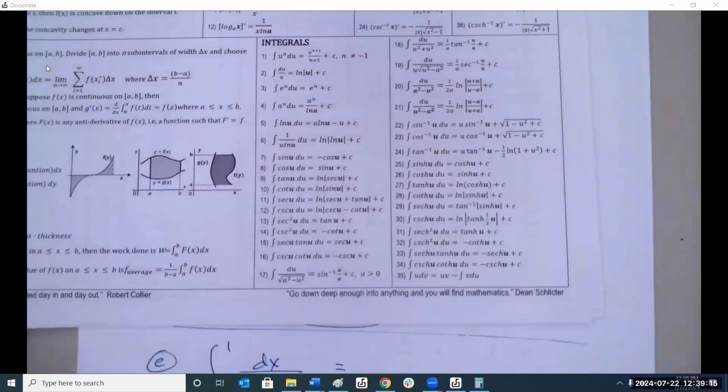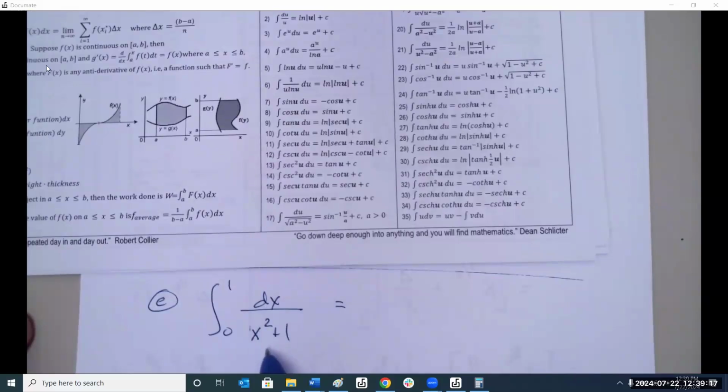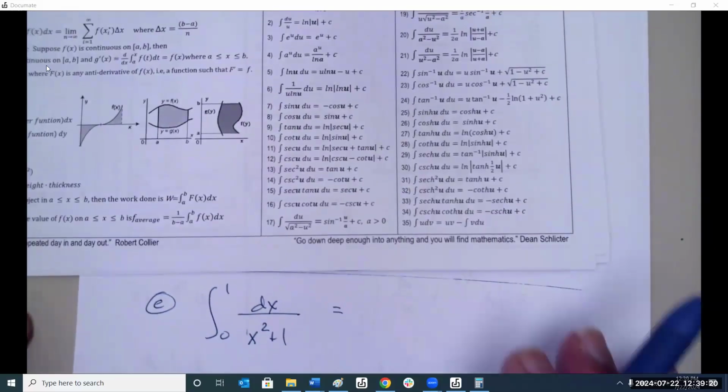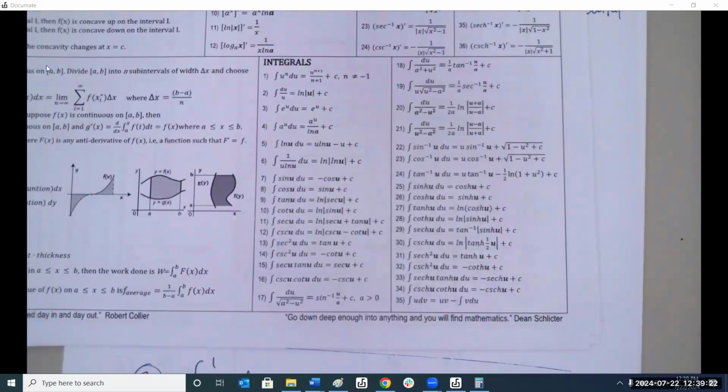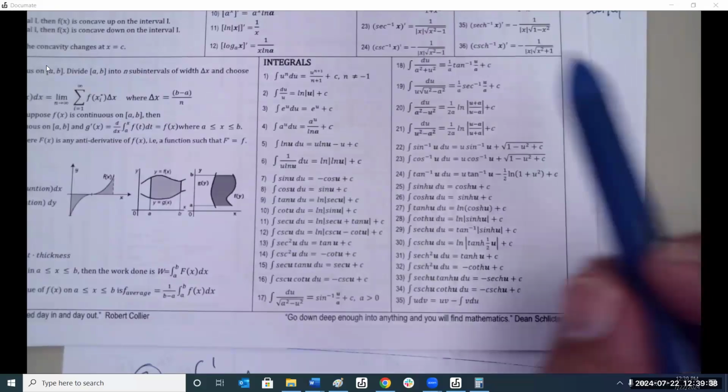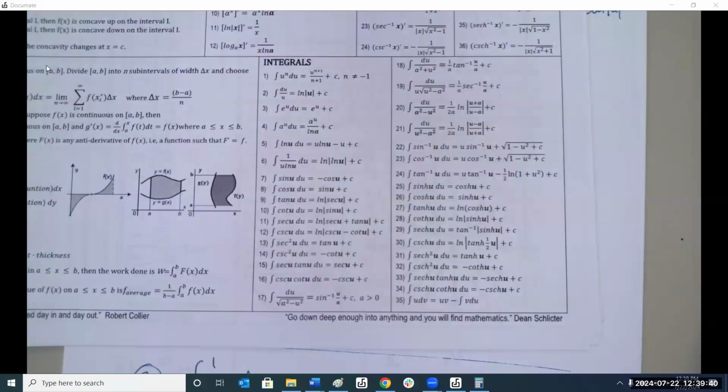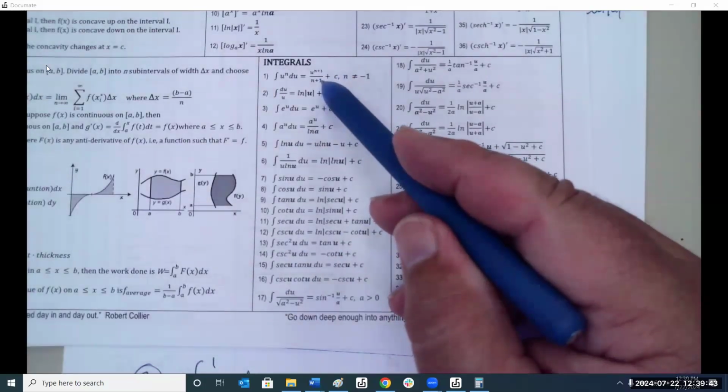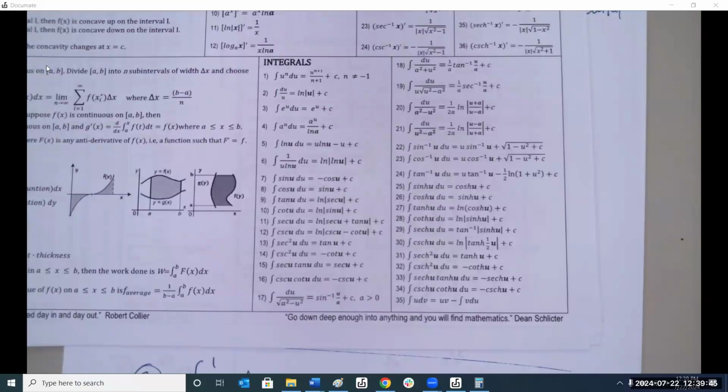What we're looking for is what equation has 1 over x squared plus 1? Which number? 12? No. This is the integral of u to the power n, and there's no x there. So it's not 1.